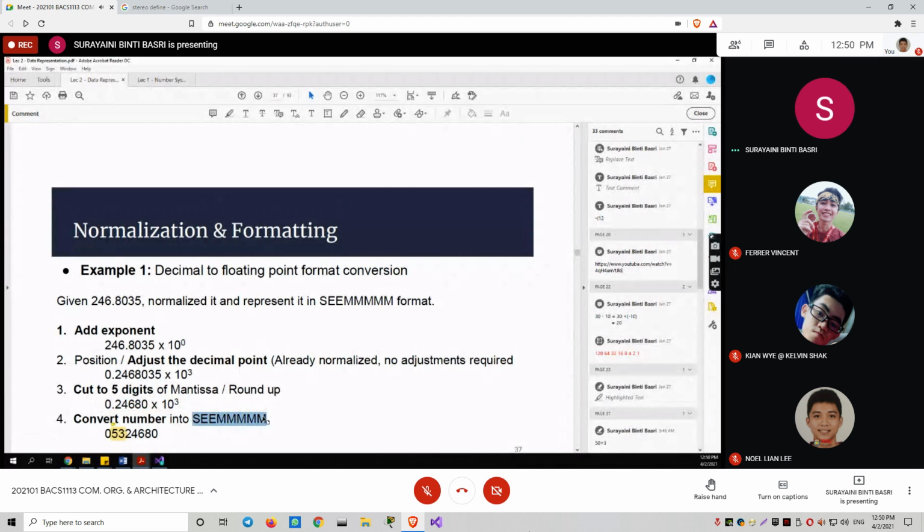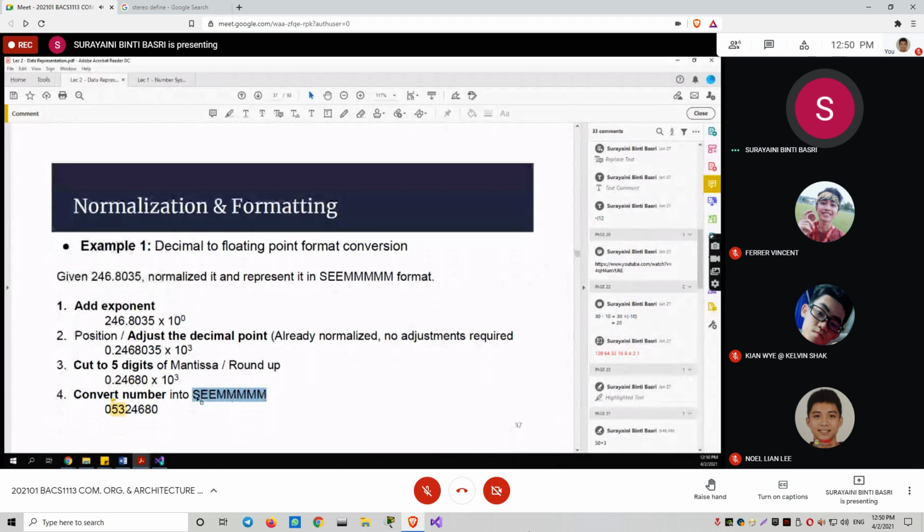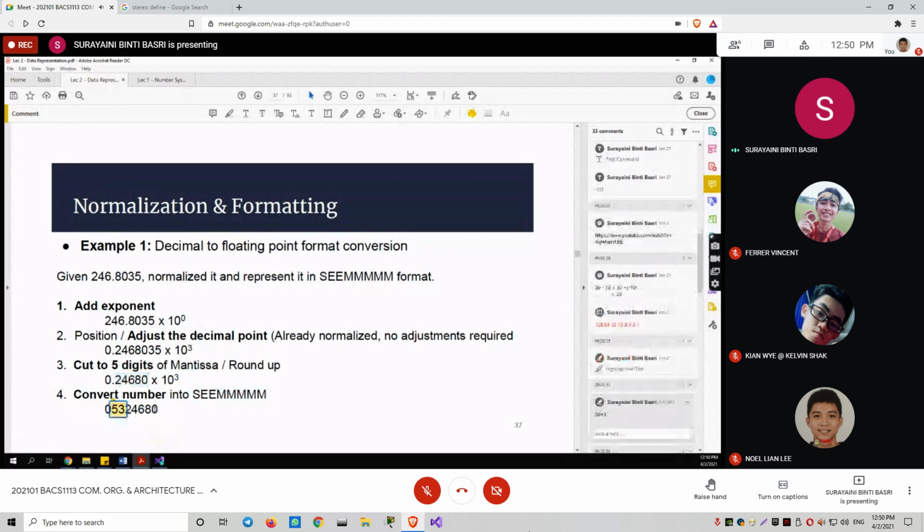Following this format, it says that S is the sign of the mantissa. This is the sign of the mantissa. So this one is positive, you didn't see any negative here. The sign of the mantissa is represented by 0 if it is positive, 5 if it is negative. Because this is positive, it is 0 here. Okay, so M is the number of the mantissa. So just write it back here.